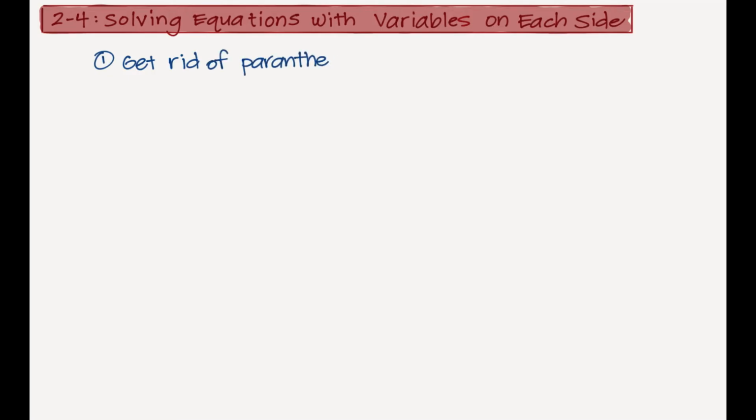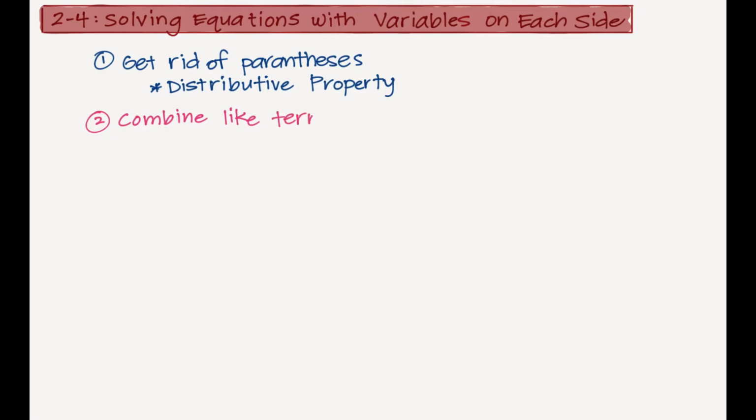So the first step that you want to do is get rid of any parentheses that you have in your equation. You would just do this using the distributive property to get rid of that outside number. Then your second step is going to be simply to combine any like terms that you have on the same side of an equal sign. Now, it's not always the case, but this is what I would recommend for your second step.